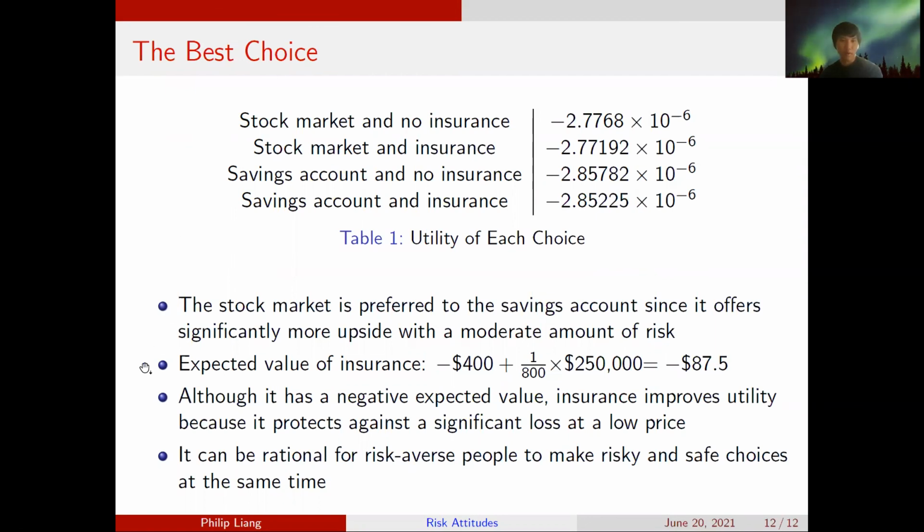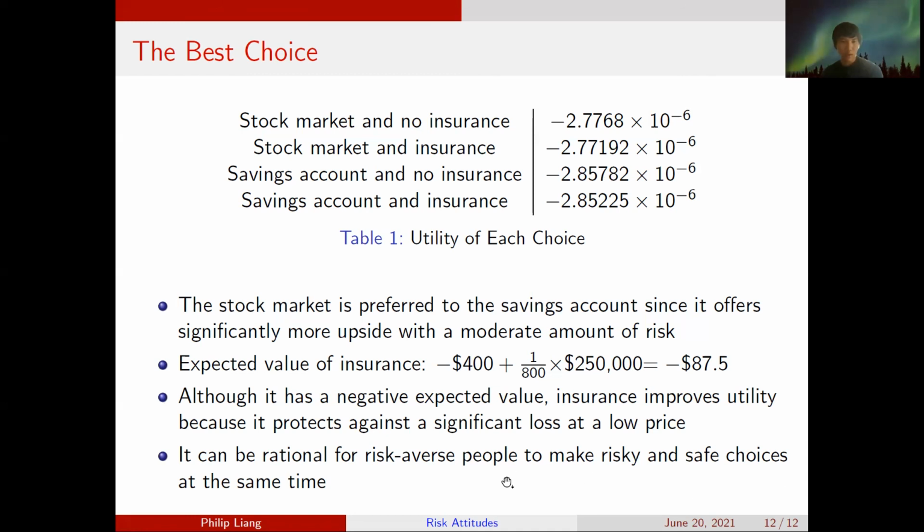The expected value of insurance can also be calculated. I lose the $400 premium, and there's a 1 in 800 chance I could make a $250,000 claim, which comes out to an expected value of minus $87.5. And the insurance, although it has a negative expected value, will improve utility, as we can see from comparing the two options with the savings account and the two options with the stock market, because it protects against the significant loss at a low price.